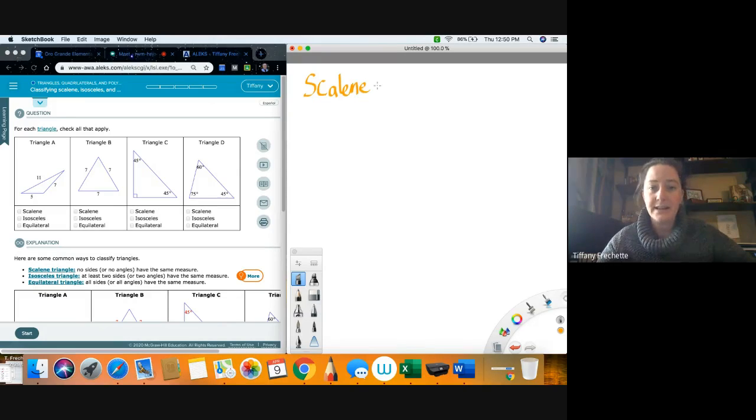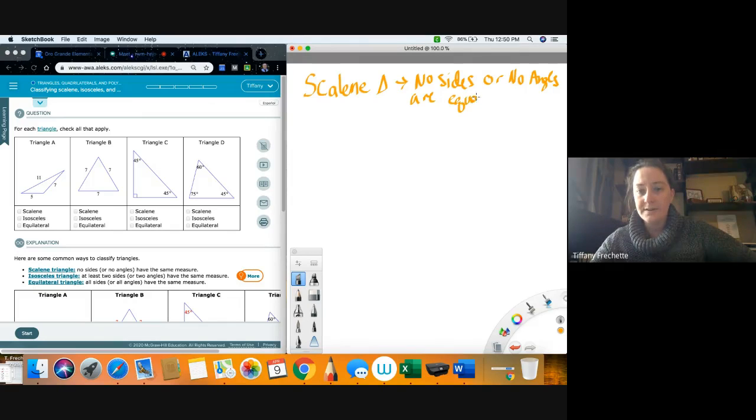All right, so a scalene triangle means that no sides or no angles are equal. So this is the basic definition: no sides, no angles are equal.